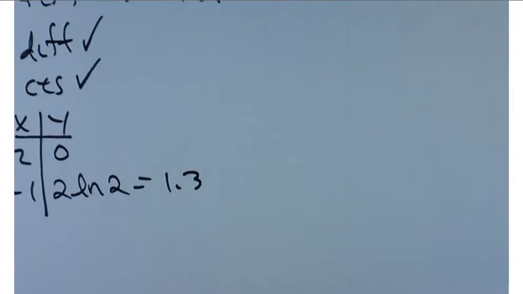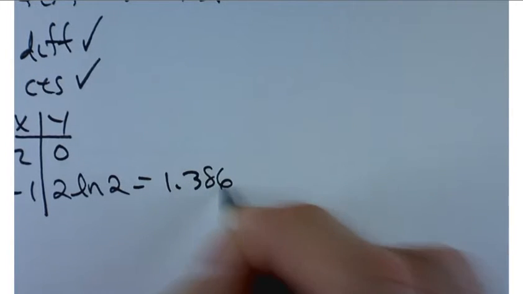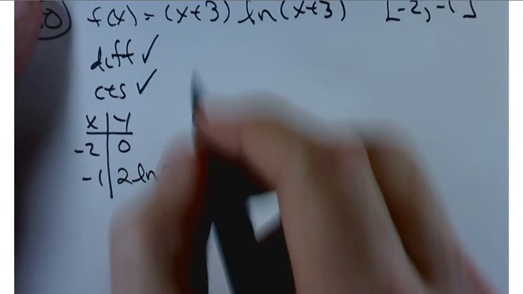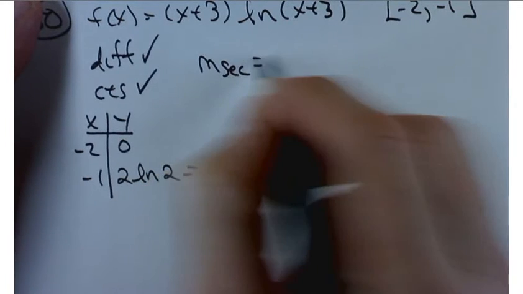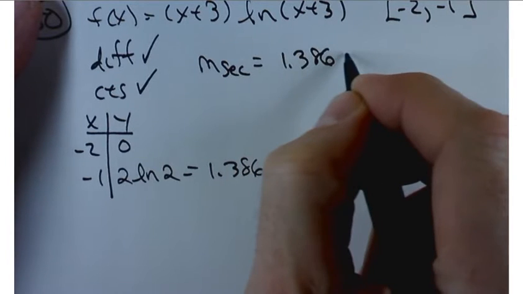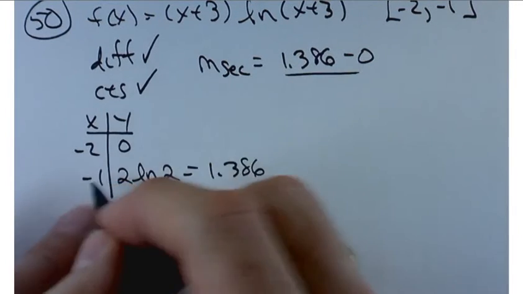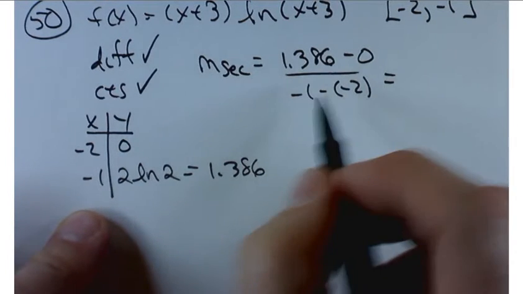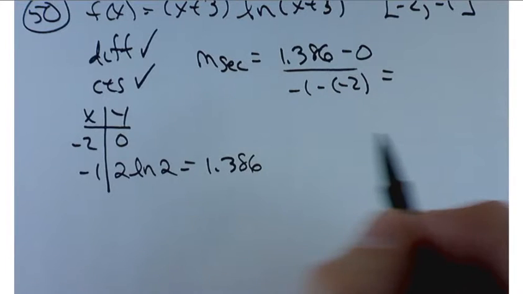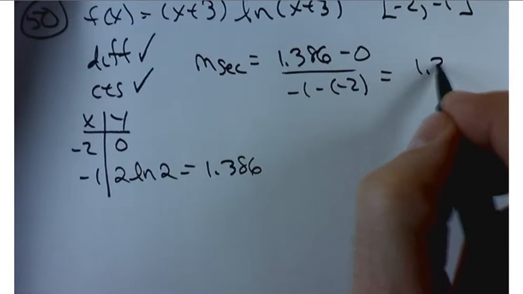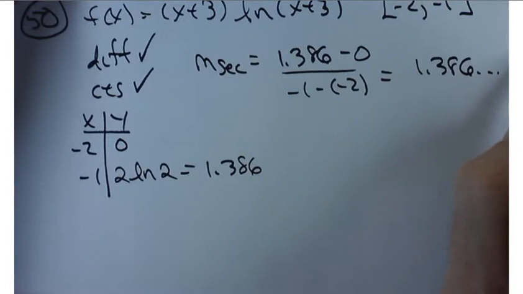I need to find the slope of the secant line here. So m sub secant equals 1.386 minus 0 over negative 1 minus negative 2. Basically, that's going to be a positive 1, and the numerator is just going to be 1.386. I'm going to write 2 log 2 for the moment. So that's what it is. So that's the first part.